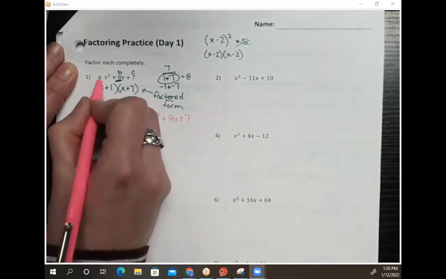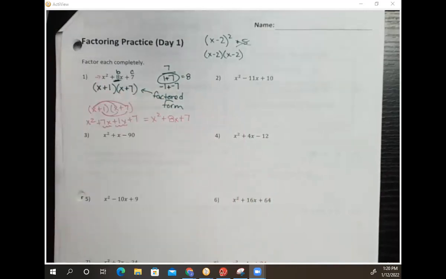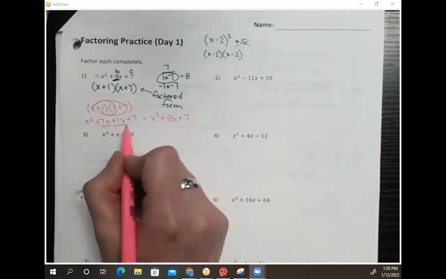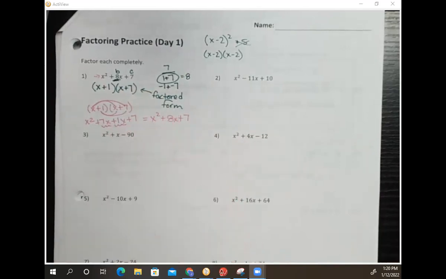See how that's the same as our original problem? I can double check that I factored correctly by multiplying those back together. If I get the same thing, I know I've done this correctly. Okay. And a little later on, I'll show you another way that you can check your work on these. Questions for me so far?